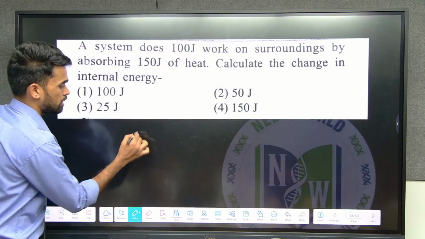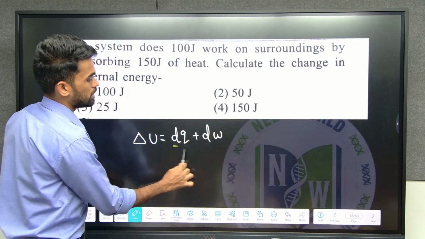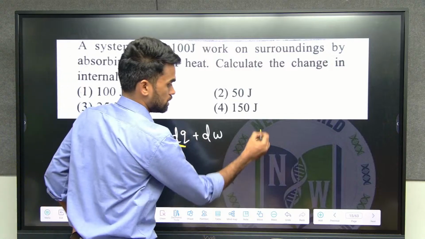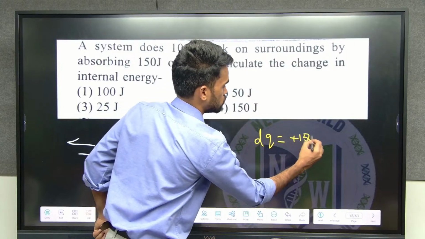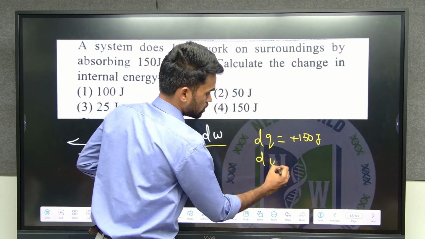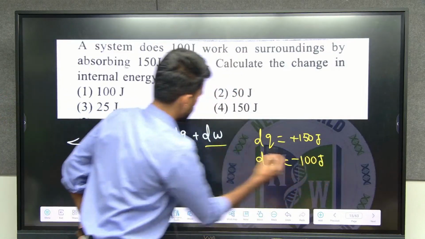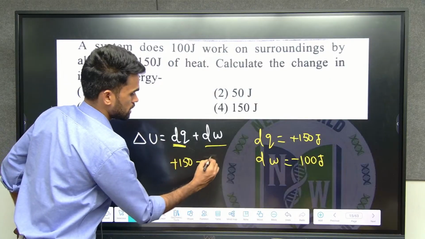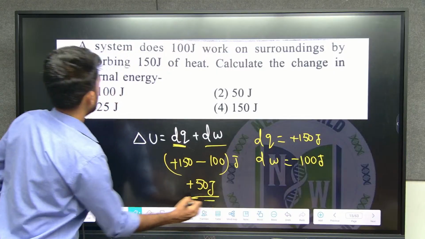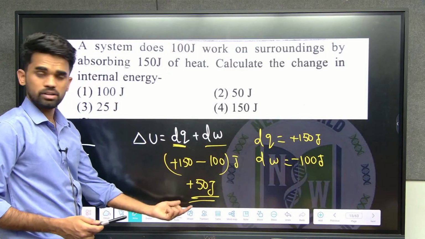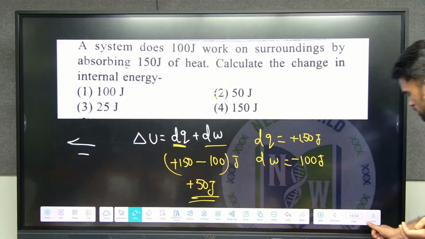So what is the formula? dU is equal to dQ plus dW. Now tell me, is dQ positive or negative here? Absorbed means plus 150 joules. This dW is minus 100. So plus 150 minus 100 is plus 50 joules. Okay, there will be plus and minus signs sometimes. Based on the understanding, you should decide. Is this clear, everyone? Yeah. Next one.